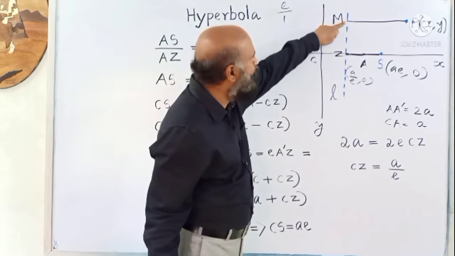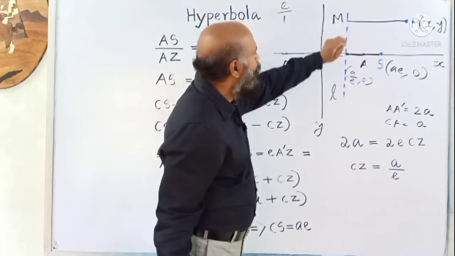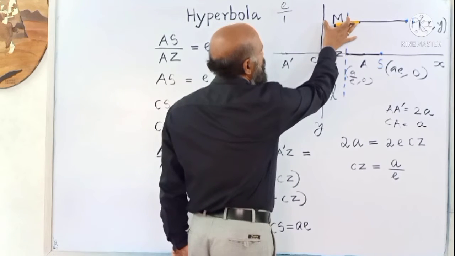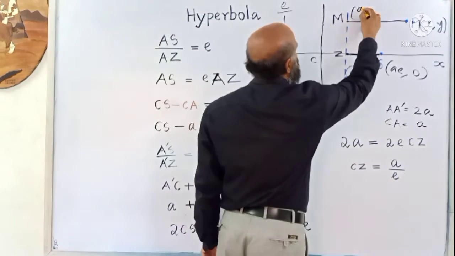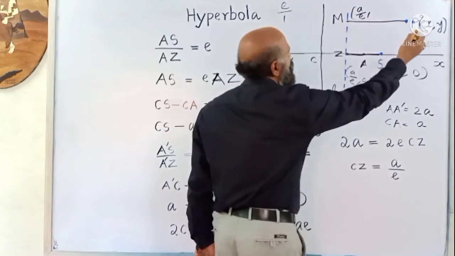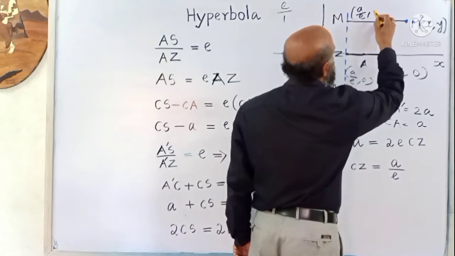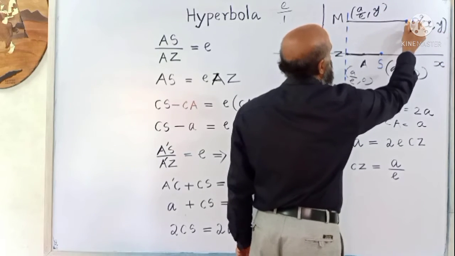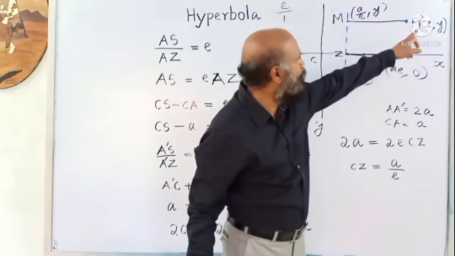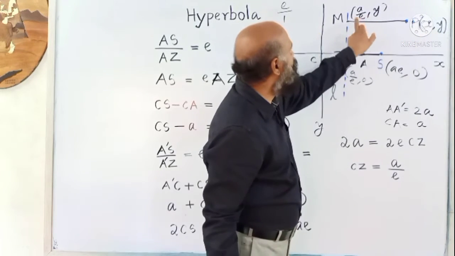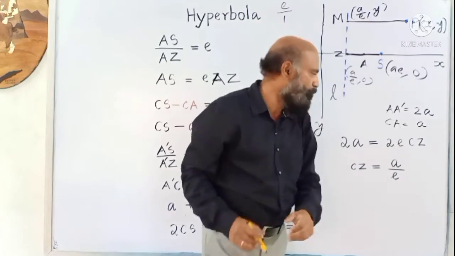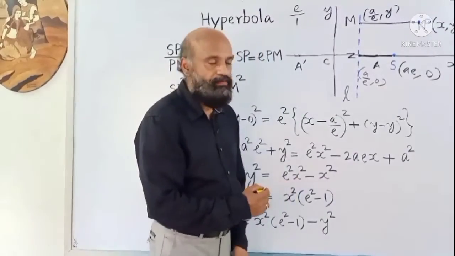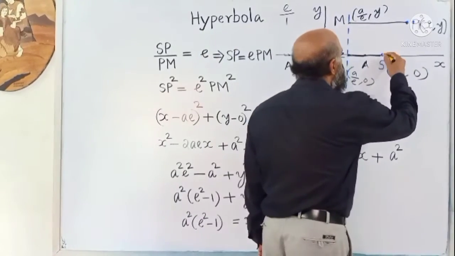So we are getting the coordinate of M also, because it's the same distance here. The x coordinate will be A by E. The y coordinate will be the same as this y. P is the moving point, its coordinate is x comma y. So the coordinate of M is A by E comma y. Now join SP.